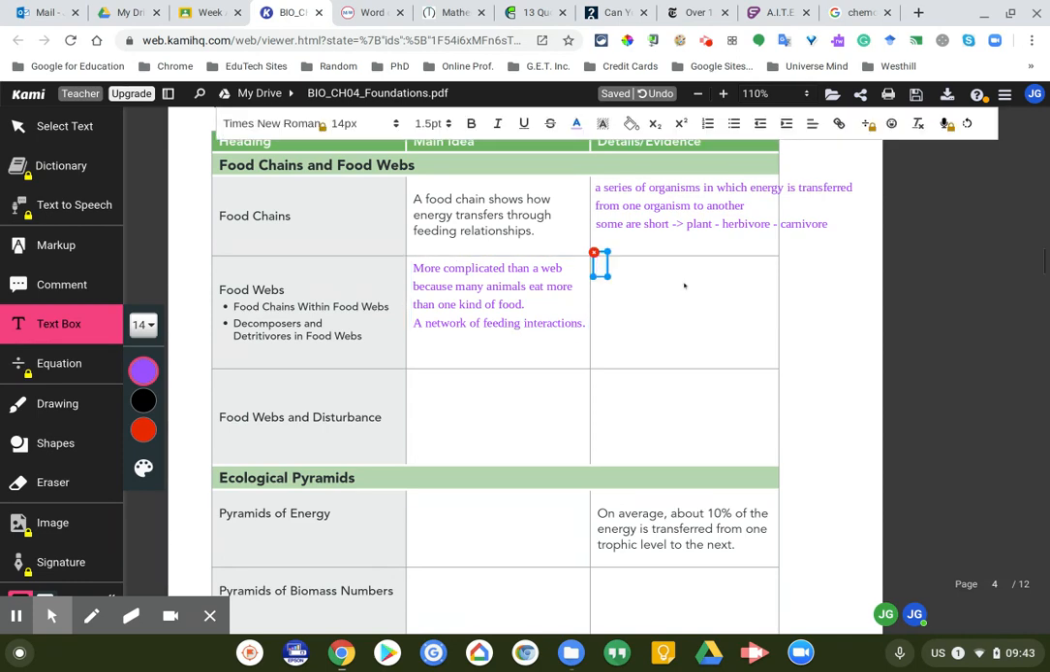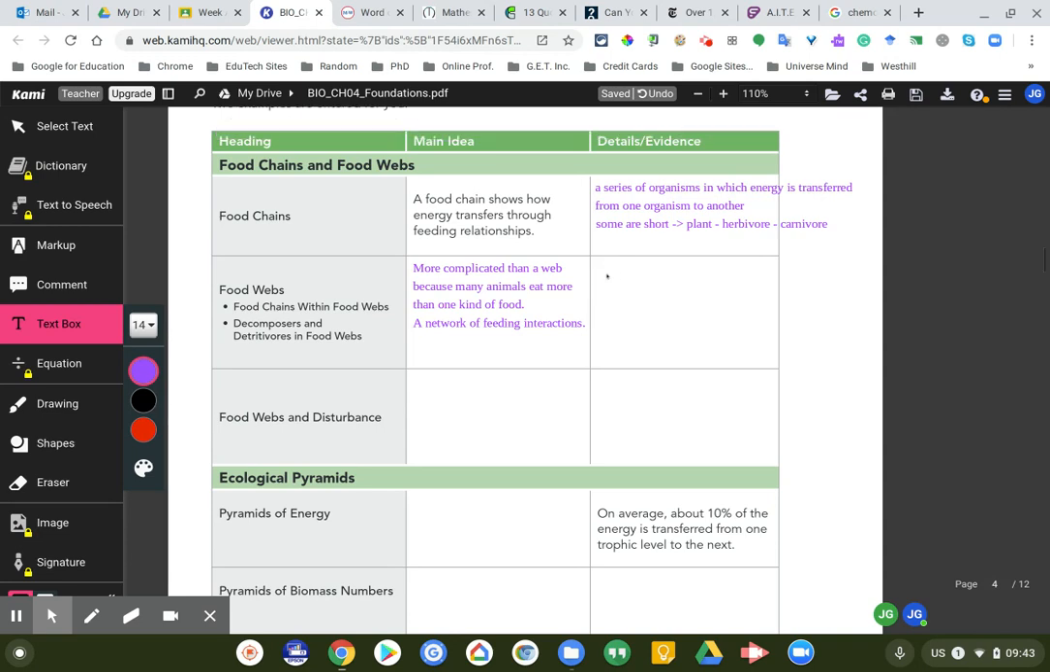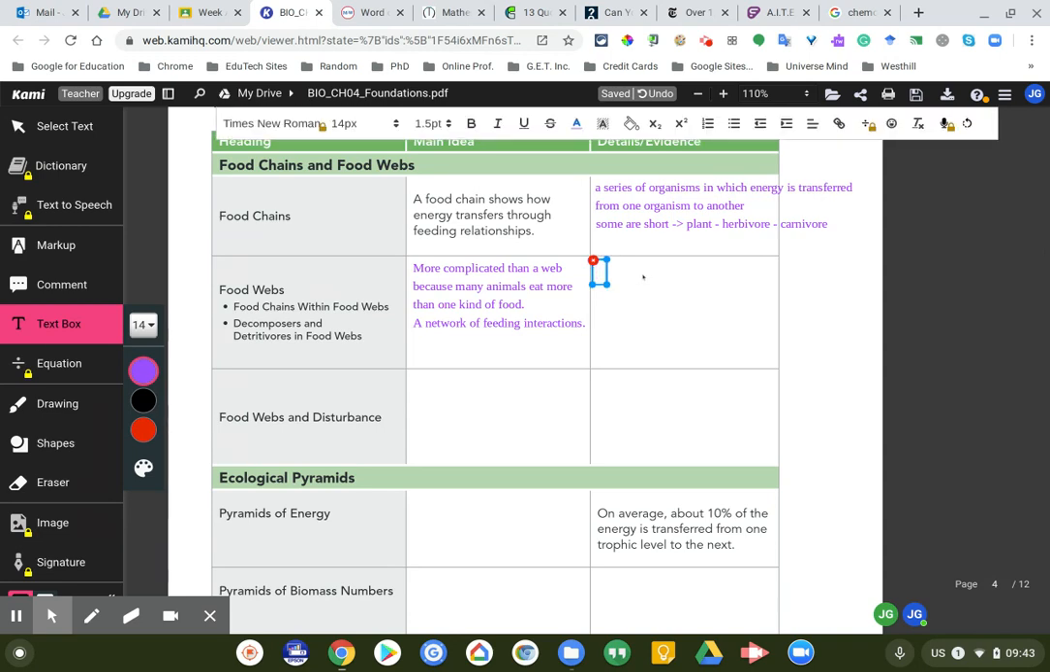So, details, evidence, let's X this out, where that is. Okay, so here we go. So a food web is a network that includes all the food chains in an ecosystem.